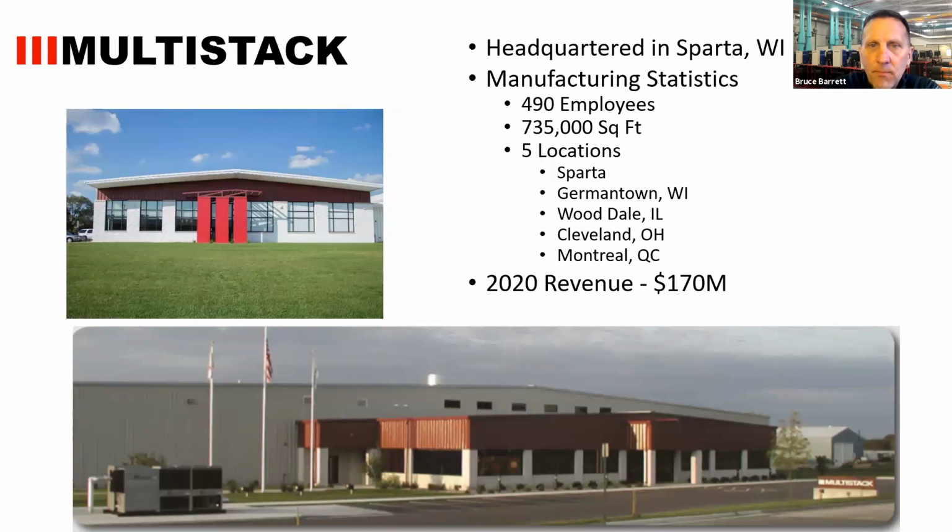Today, we've expanded our company greatly. We've got almost 500 employees, just short of 750,000 square feet of production space, spread out to 5 different locations. The main chiller manufacturing is done in Sparta, Wisconsin. I'm not far from that, working out of home at the moment, but I do go into the office often.